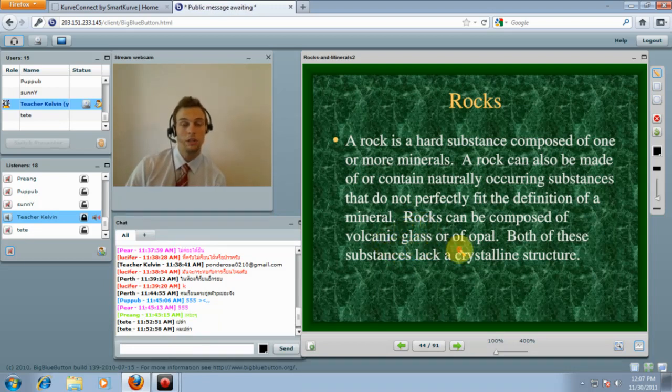Glass can also be formed if a lightning bolt strikes a sandy area. You can get glass that way. So pretty cool. This is not the kind of glass you really want to put in your car, but it is glass nonetheless.